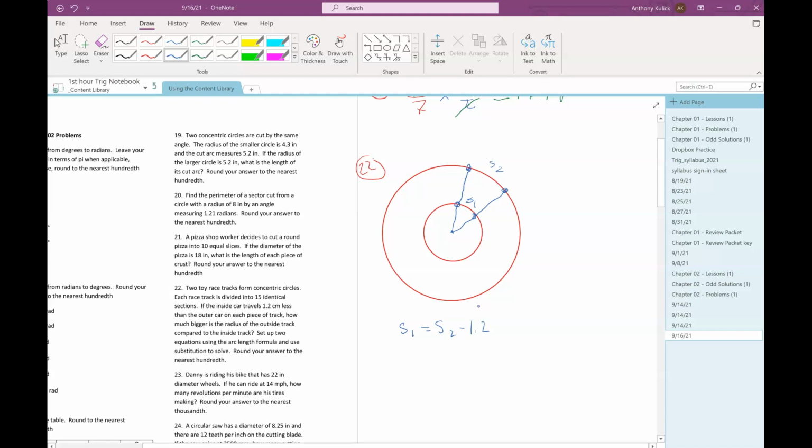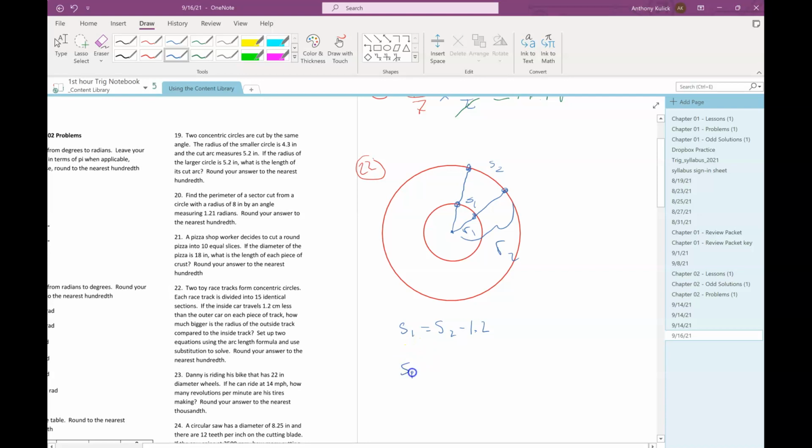Okay with that? How much bigger is the radius of the outside track, which I'll call R2, than the radius of the inside track, which I'll call R1? Set up 2 equations using the arc length formula, and then use substitution to solve. Round your answer to the nearest hundredth.